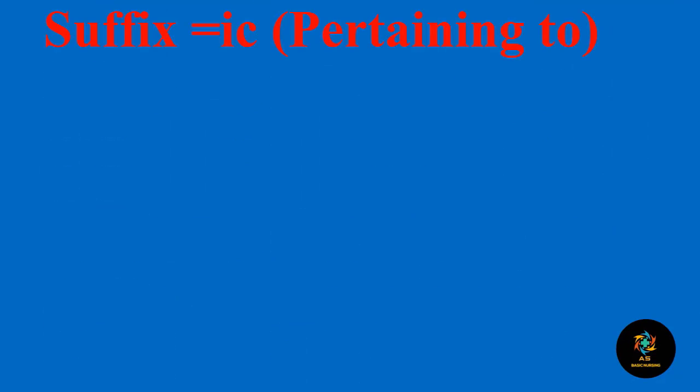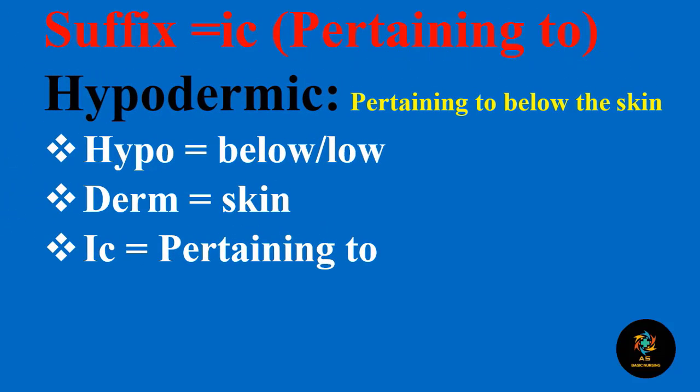The next adjective suffix we have is ic, which simply means pertaining to, as said earlier on, as all adjective suffixes mean pertaining to. The example we have here is hypodermic, meaning pertaining to below the skin. Hypo meaning below or low, and derm meaning the skin, and ic, as said earlier on, meaning pertaining to.